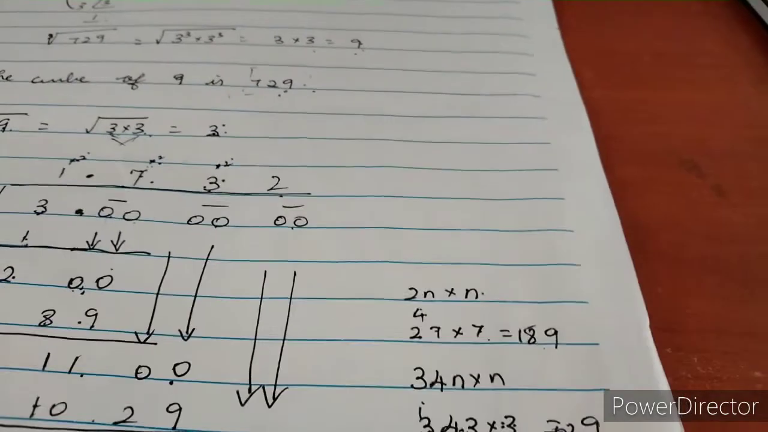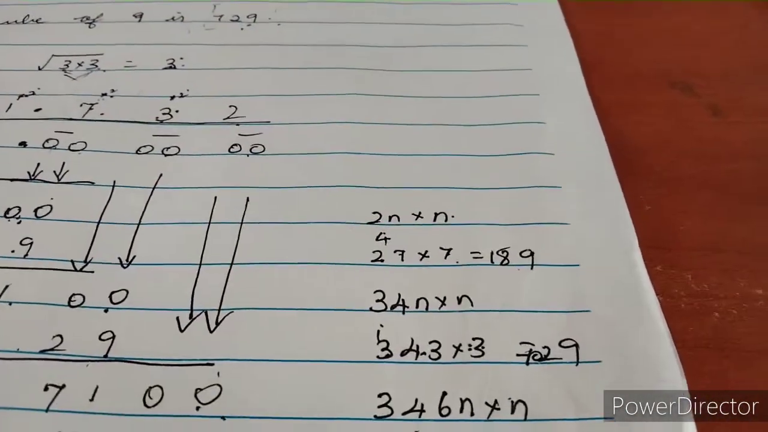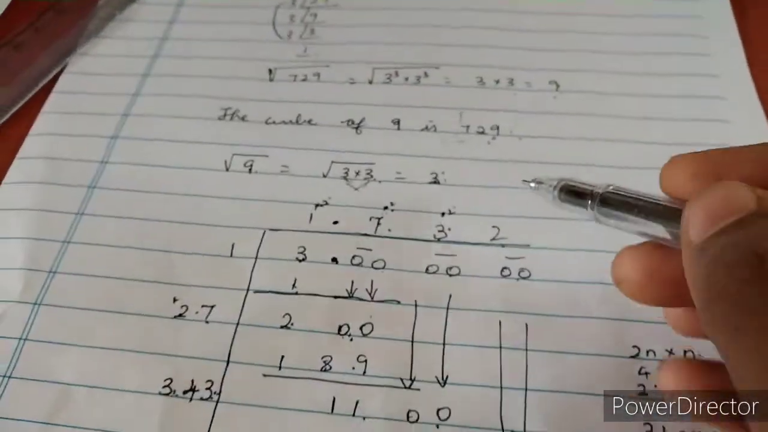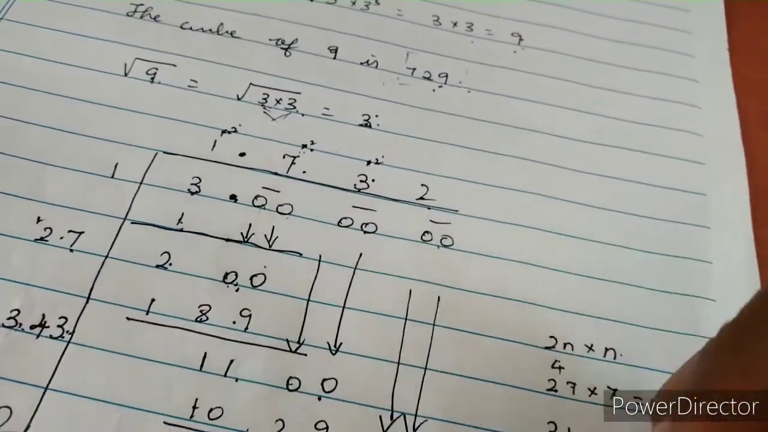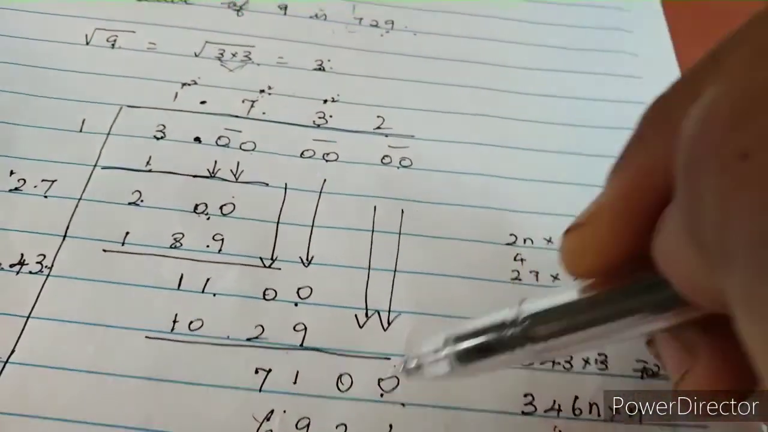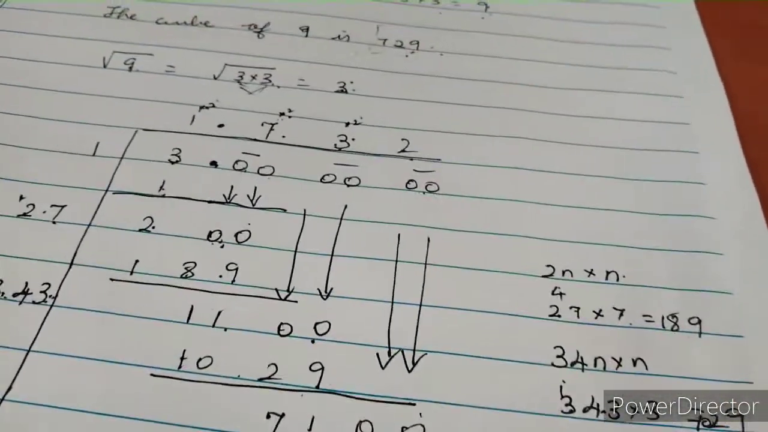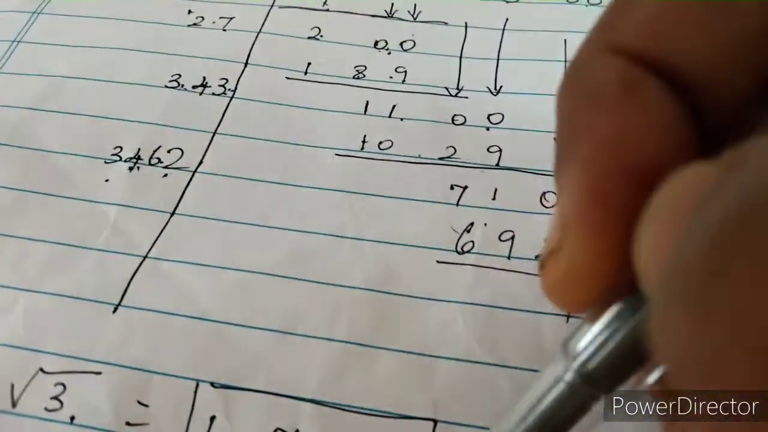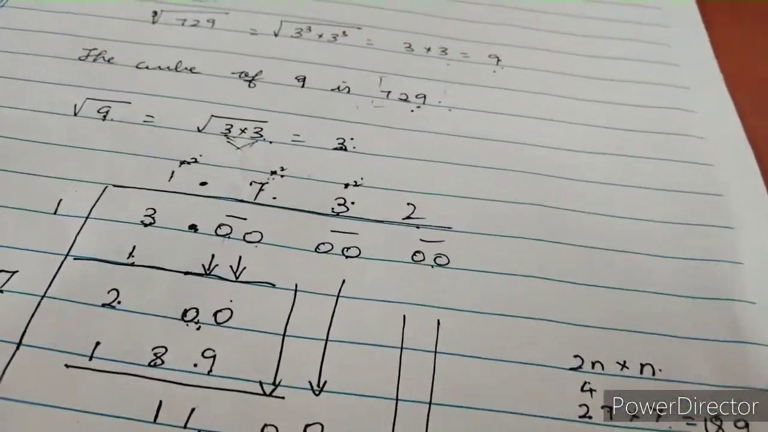Now 346n into n. That is, if you multiply by 2, 3462 into 2 is 6924. So write down the 2 in the divisor and on the top. 3462 into 2 is 6924. Then subtract it. It goes on, so you can stop with this. The square root of 3 is 1.732.